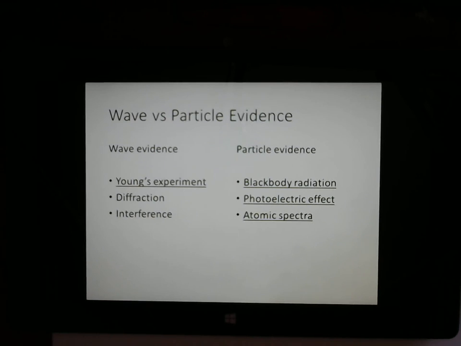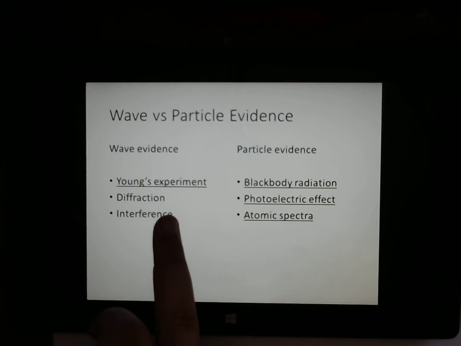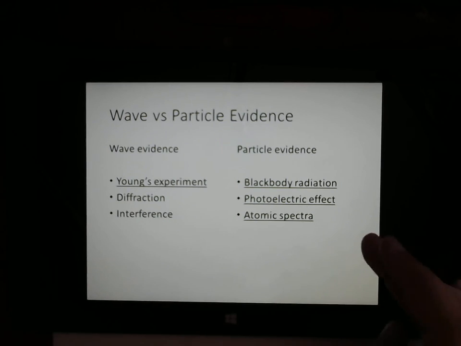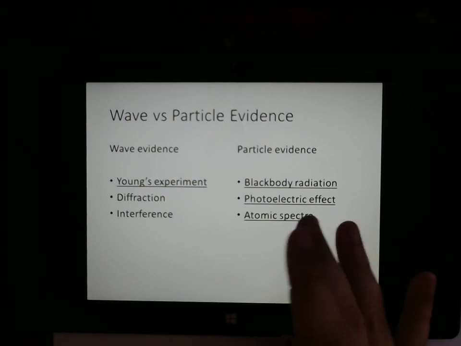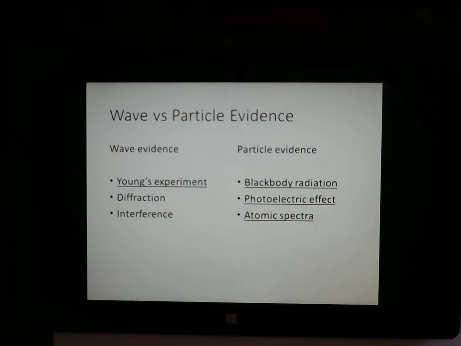So here's a summary of the evidence that supports both of these, and so requires the concept that light is both. So Young's experiment, then you've got diffraction and interference. Note, Young's experiment would be both with light and with the electron. And then for particle evidence, we have our black body radiation, our photoelectric effect, and atomic spectra.